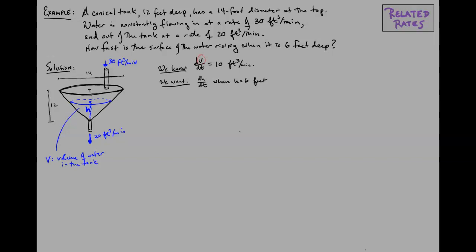How are we going to get this relationship between the variables V and H? Well, they both relate to this cone of water inside our tank. V gives its volume and H gives its height. So this should work with some fairly simple geometry. Do we know ways in which the volume of a cone is related to its height? Well, sure. What do we know about a cone's volume?